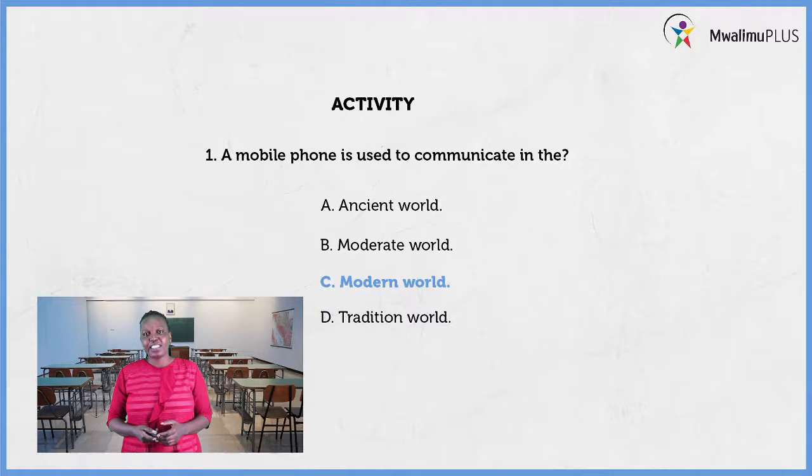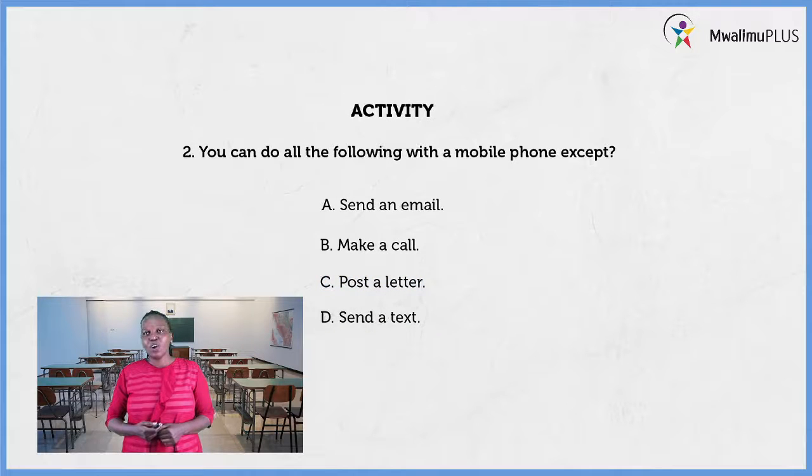Another activity that we are supposed to do, let us read it together. You can do all the following with a mobile phone, except. I've said there are many ways, according to what we've read in the passage, there are many ways in which we can use a mobile phone to communicate. So, choice A says send an email, choice B says make a phone call, choice C says post a letter, D send a text. Which one of these is not possible with a mobile phone?